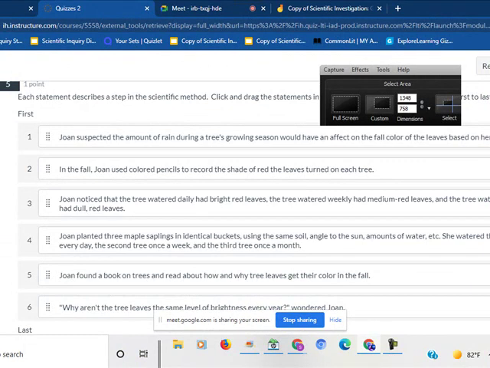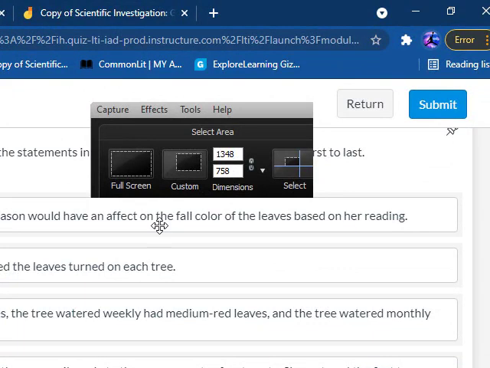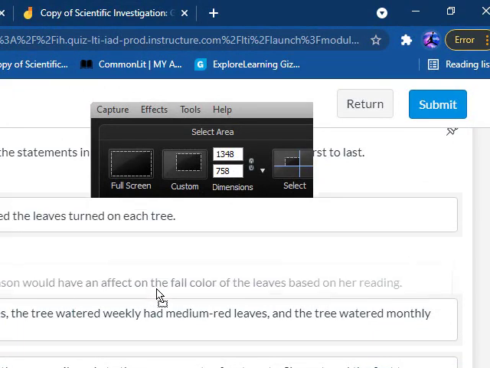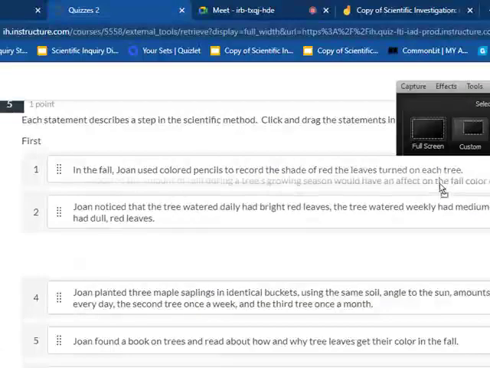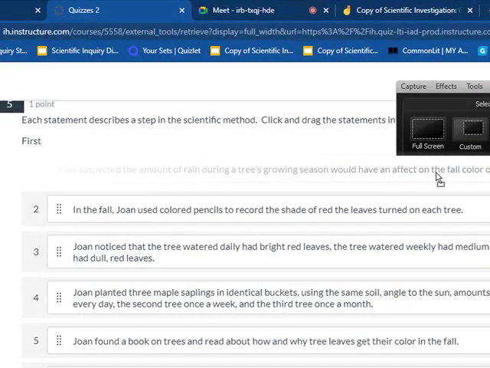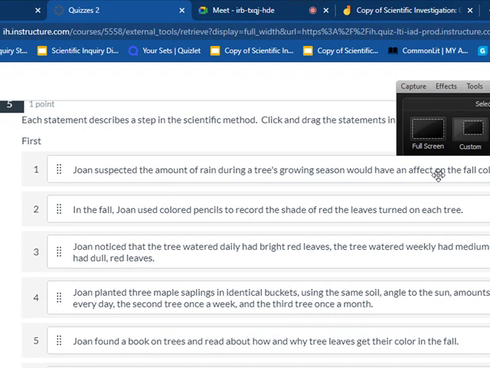Jones suspected the amount of rain during a tree's growing season would have an effect on the fall color of leaves, based on her reading. That's the hypothesis. That is what she suspects. And is that the first thing you do? No. That would be the third, right? Well, keep it there. It's third if they have both of the other things in front.